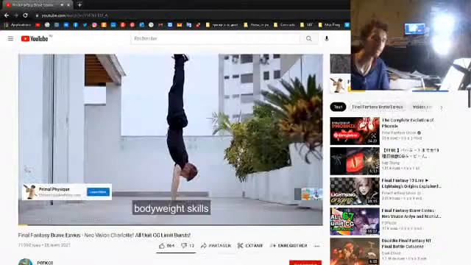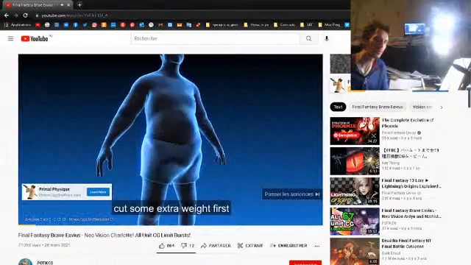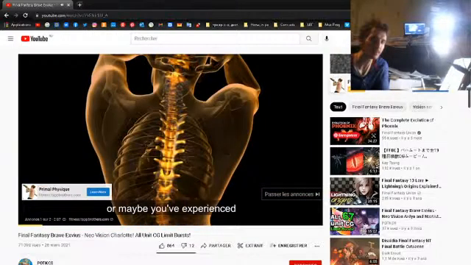Hey, you want to get leaner, stronger, learn some cool calisthenics, bodyweight skills, but right now you may need to cut some extra weight first. Or maybe you've experienced joint pains, injuries in the past, or you're over 35 and you're already experiencing the natural effects of aging and can't risk going.